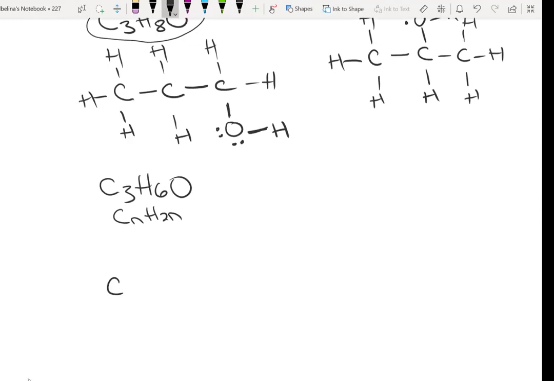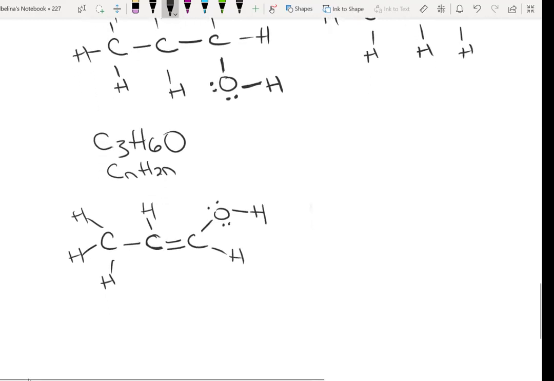So maybe I start with a methyl on the end. And maybe I want to put my double bond between these 2 carbons. Okay, that means that this carbon is going to get 1 hydrogen. This carbon has to have the oxygen because I ran out of spots. Let's put it on this carbon. No formal charge, 2 bonds, 2 lone pairs. And then the last hydrogen there.